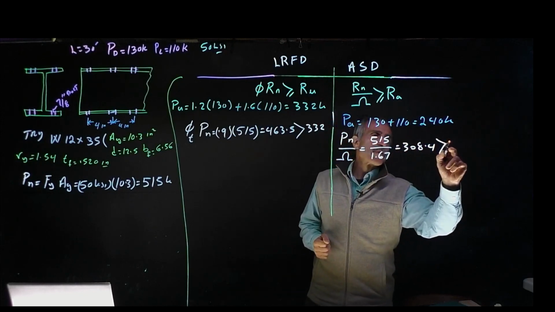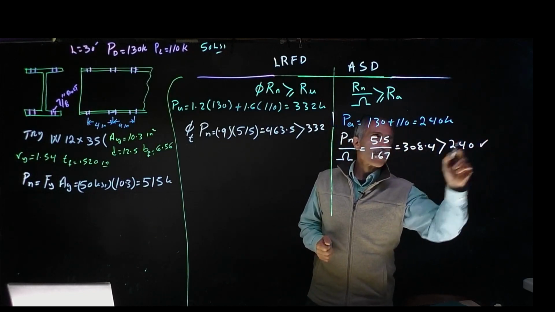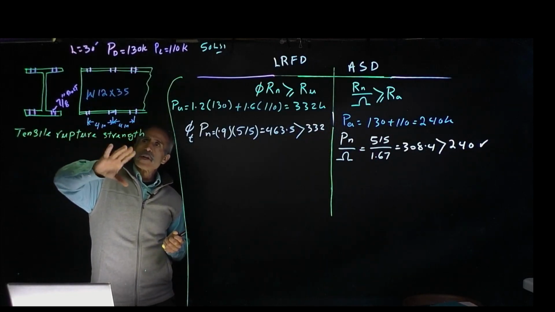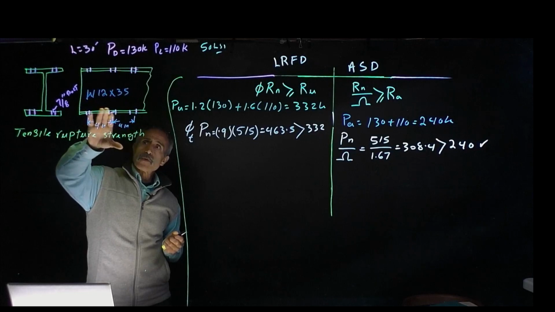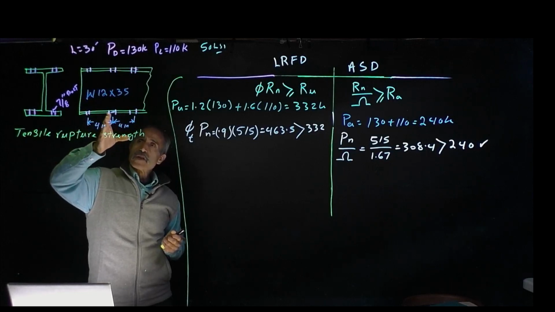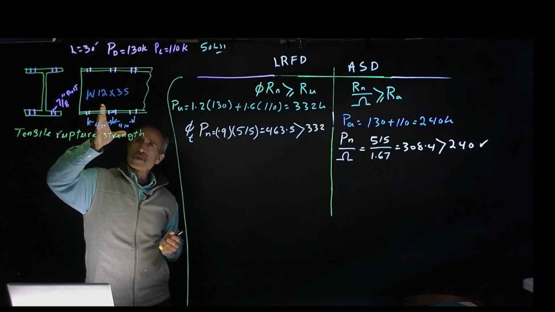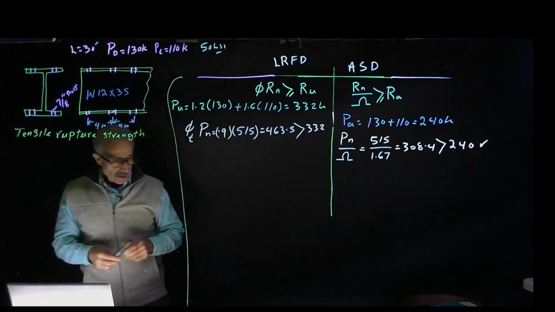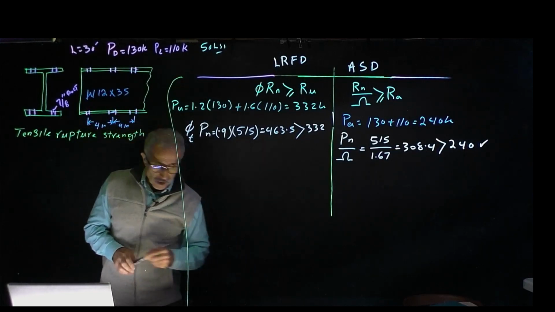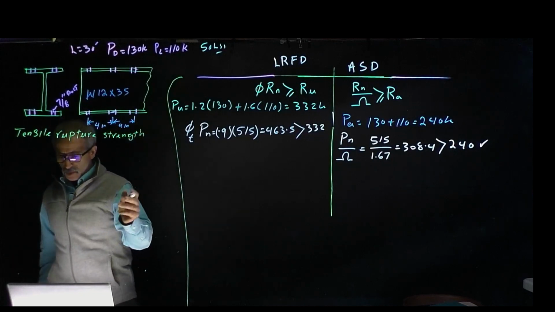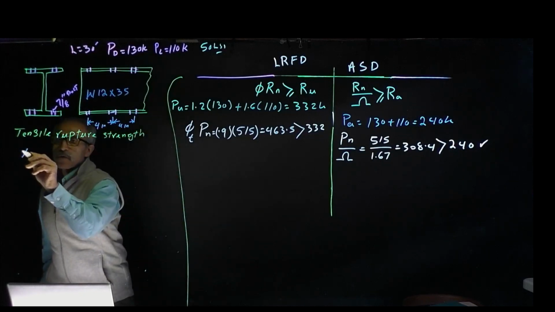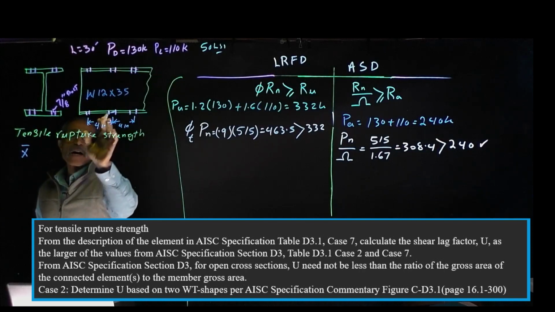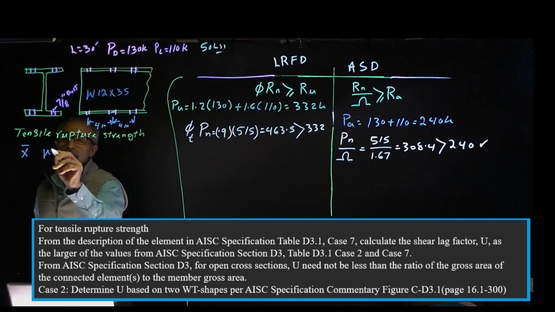Comes out more than 240. We're good there too. So now we're going to check for tensile rupture strength. We selected W12 by 35. So the WT, which is half of that, we want to use for the X bar we're going to look for, and half of this will be W.